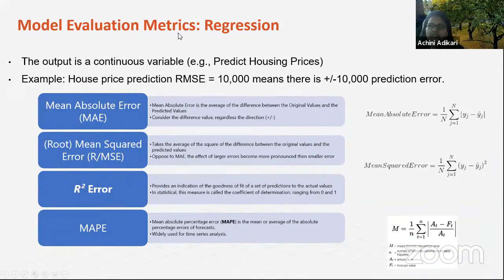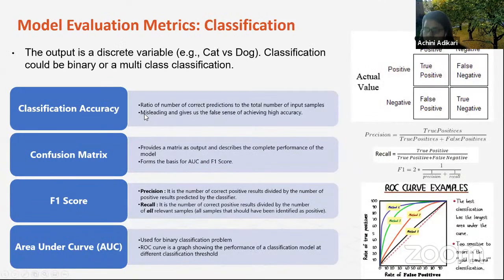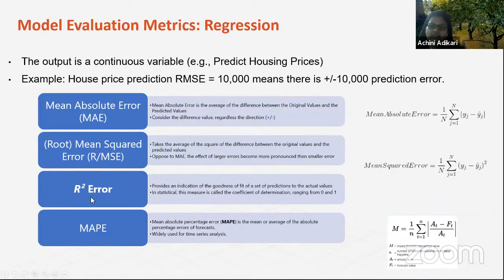So how we measure the model evaluation is, in regression, the output is a continuous variable, right? So for example, house price. We have these types of errors that we can generate to see what is the accuracy rate.